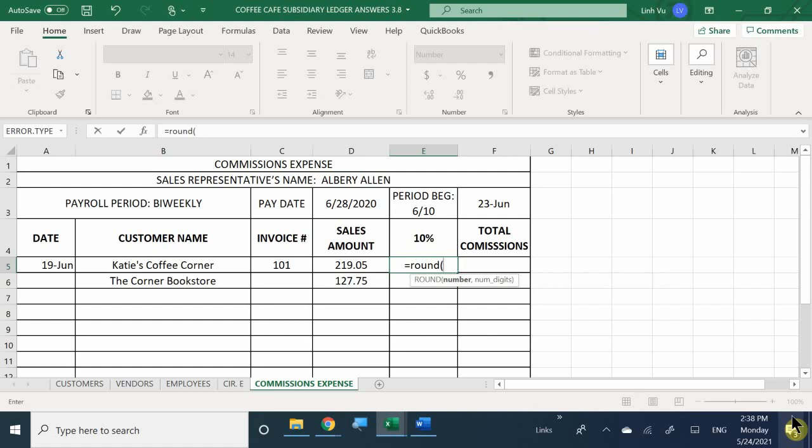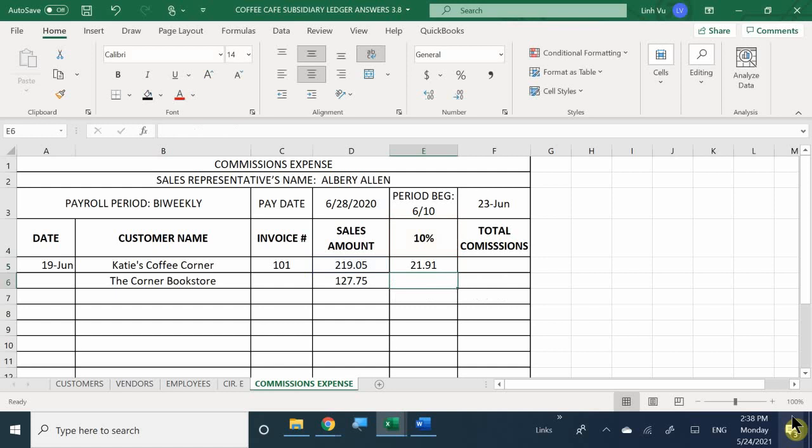So in this case, he gets $21.90. And your total commissions is going to be your running balance for how much you owe Albert. In this case, that was the very first sale. So therefore, we owe Albert $21.91 for this sale.